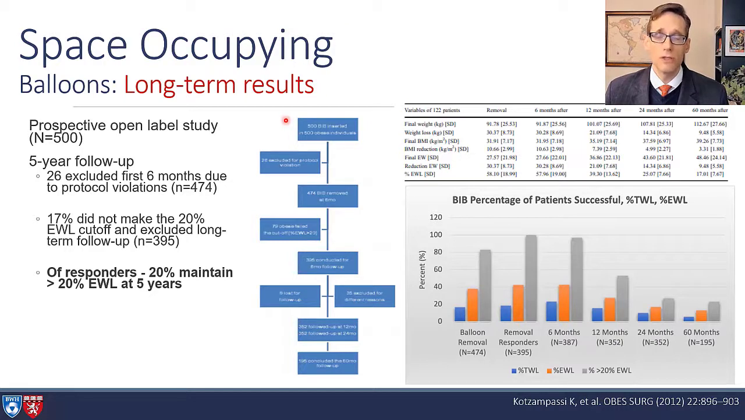What about long-term results? This is a very interesting study looking at 500 patients for 5 years. They excluded patients at 6 months if they did not meet at least a 20% excess weight loss, which is about 17% of people, actually. Then they followed them out for 5 years, and only 20% maintained at least 20% excess weight loss at 5 years. So clearly you do have a substantial rate of weight regain after balloon removal, so you have to do something about that: either start weight loss medications or consider repeat balloon placement.